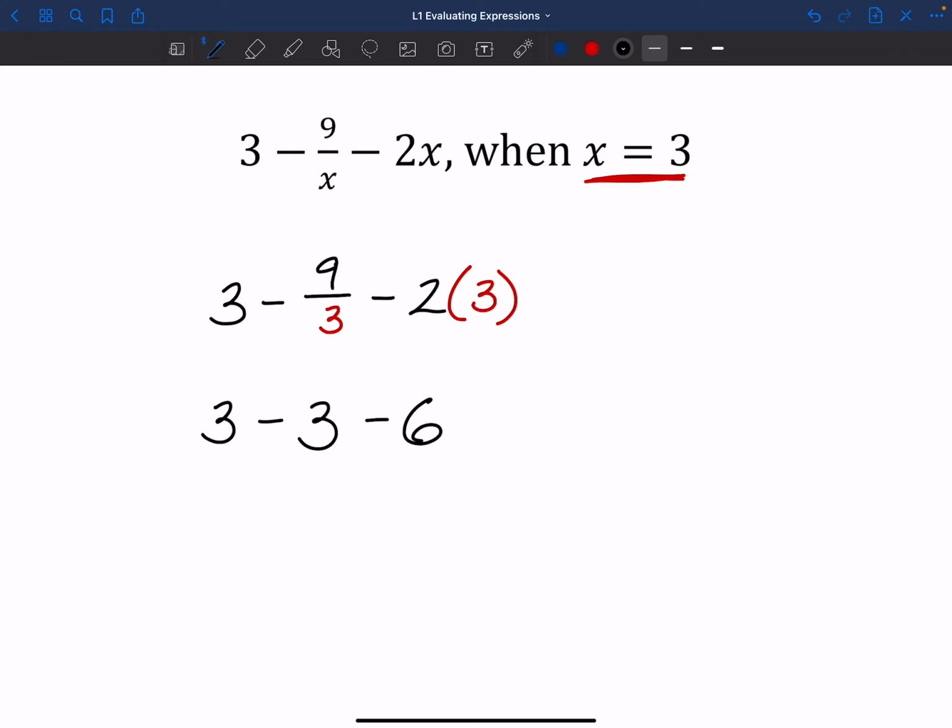After that, addition and subtraction. 3 minus 3 is 0. Again, we're moving from left to right. And then 0 minus 6 is negative 6. And then we're done. That's it.